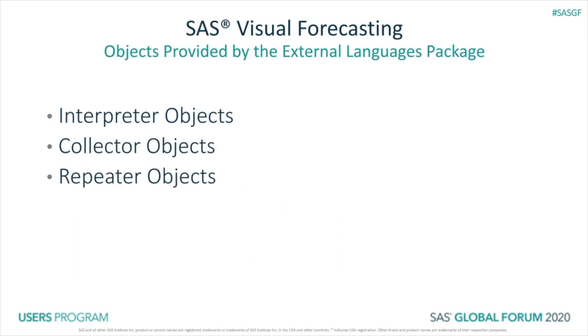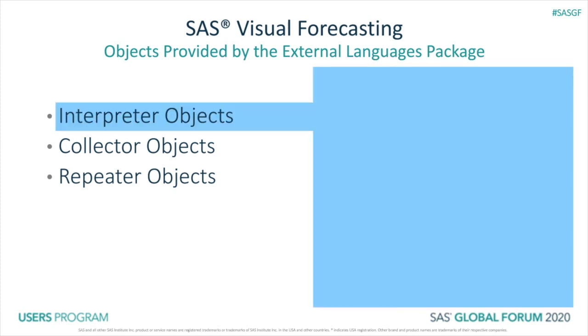All right, so now let's go into a little bit more of the specifics of the package itself. As with our other visual forecasting packages, we take an object-oriented approach, and we can break down the objects into three main kinds. The first are the interpreter objects. So these are the objects you use to actually interact directly with the external language.